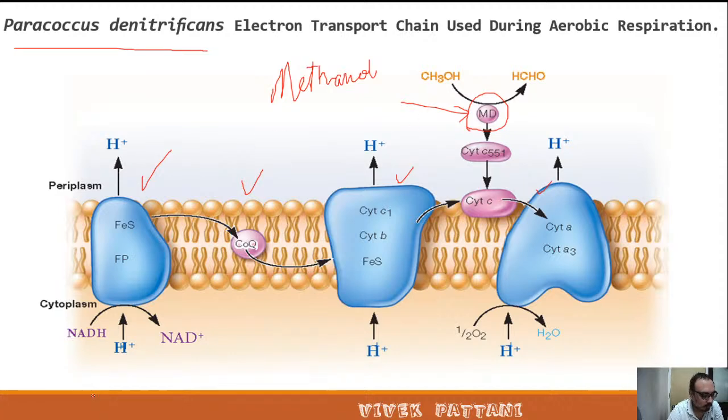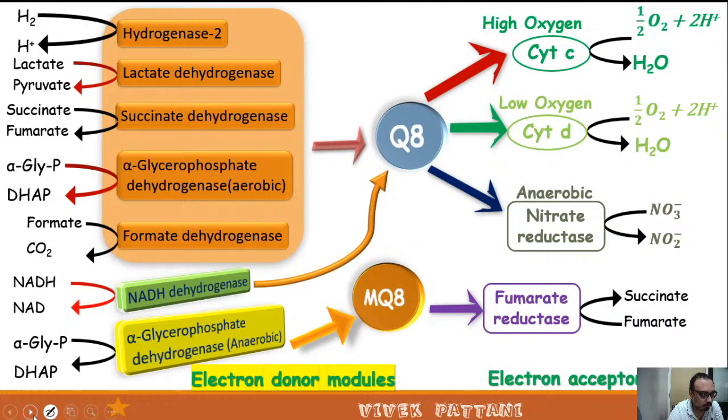Now I am going to move forward with the type of electron donor modules and electron acceptor modules in the case of aerobic conditions and anaerobic conditions. These are the expected molecules. There may also be different modules which work. The example given here is of the modules of the E. coli.